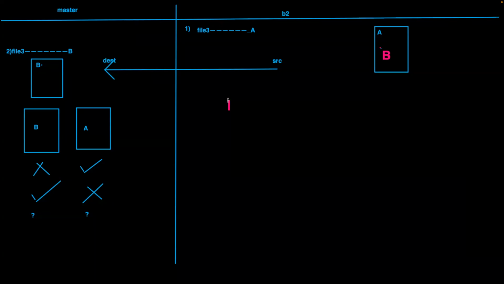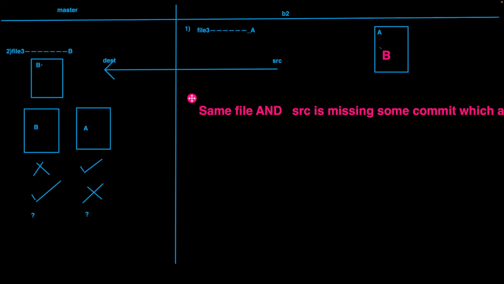So the reason for conflict is the same file, and this is important, and the source is missing some commits, not changes or data or lines. It's about commits. Commits obviously contain changes, but you cannot say this line is different from that line, that's why you get a conflict. If there is no missing commit, you wouldn't get a conflict, right? The source is missing some commits which are on the destination. So that is why we do git pull always.